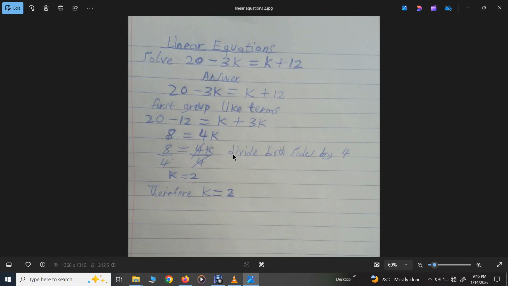So therefore we divide both sides by 4. K then is equal to 2. So therefore k is equal to 2.